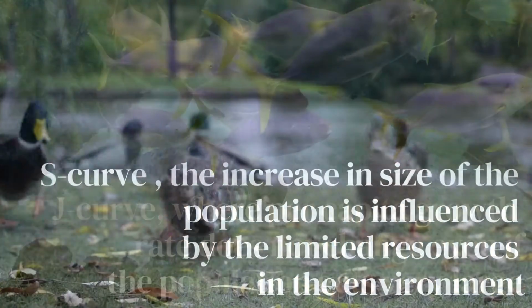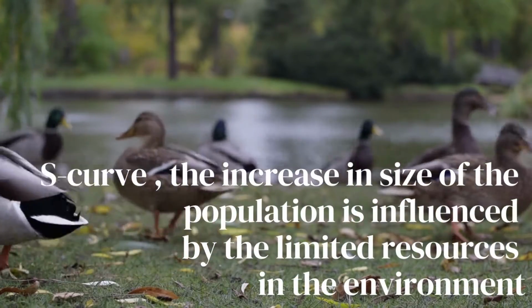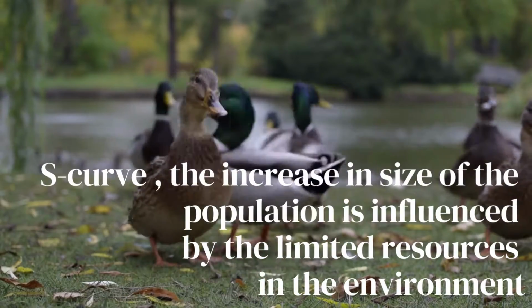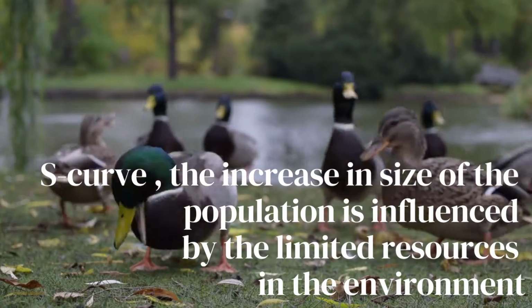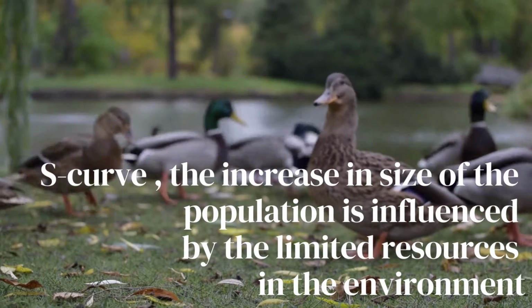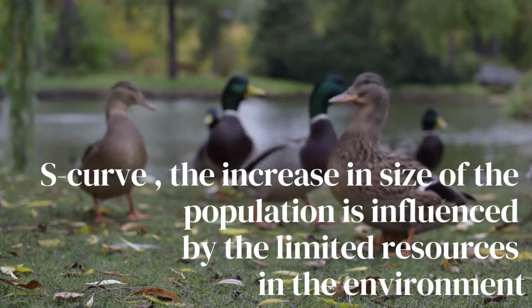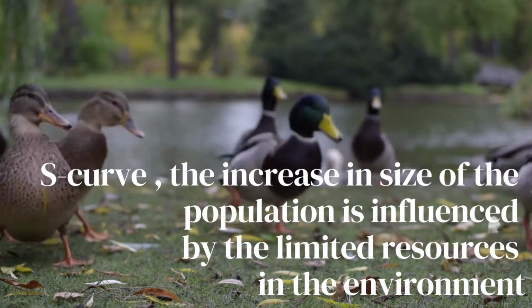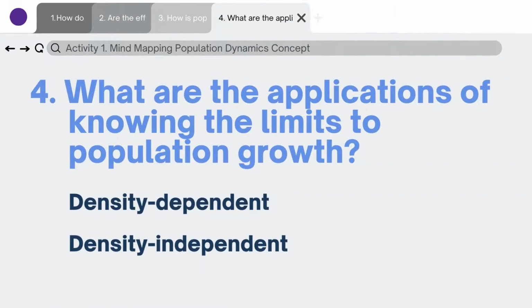On the other hand, logistic growth, or also known as S-curve, occurs when the increase in the size of the population is influenced by limited resources in the environment. With that being said, in this growth pattern, the per capita growth rate gets smaller as the population approaches its maximum size.